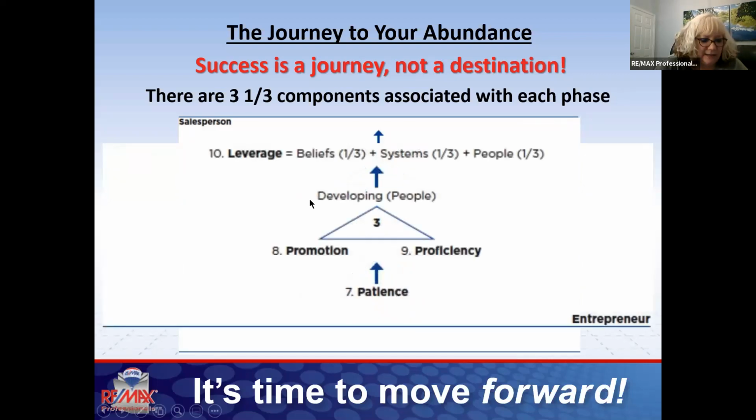So then we jump up to the next chart here, which is moving from salesperson into the entrepreneur, right? So the entrepreneur has patience because they know that they have to have patience in order to have endurance. And they also create not just effectiveness and efficiency, but proficiency and promotion. And then they recognize the need to develop people, right? To pour back into the community, back into the vendors.